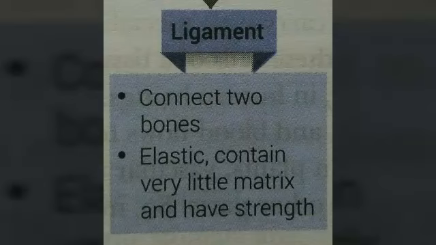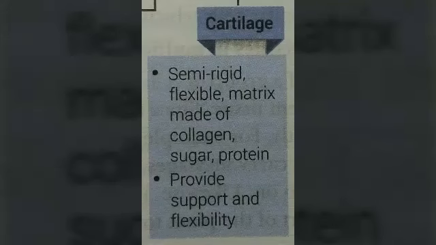Next one, the ligament. Ligament connects two bones. The difference between tendon and ligament is always a very important question. What is the difference between tendon and ligament? Ligaments connect bone to bone, and they are elastic, contain very little matrix and have strength.